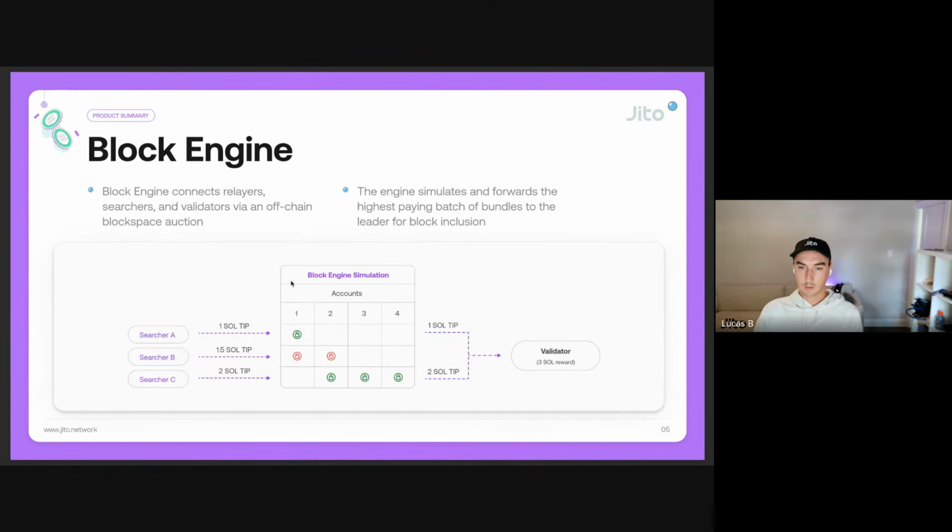But essentially we leverage some of the read-write account locks and things like that to take all these bundles that we get and segregate them based on the state that they touch. Then we run a bunch of simulations to figure out which bundles are going to succeed and which ones will fail. And from the ones that succeed, which ones are going to pay the most. And it will forward those bundles to your validator.